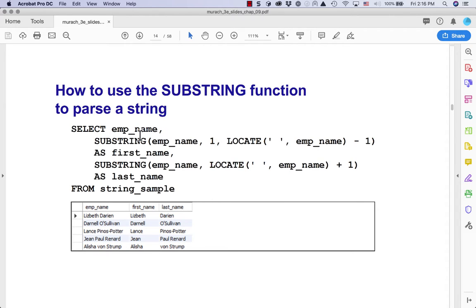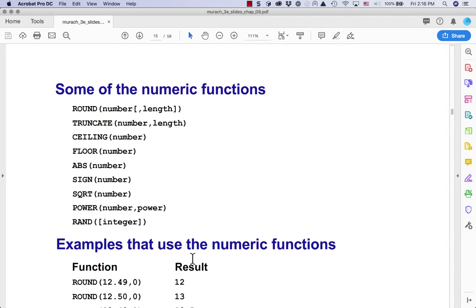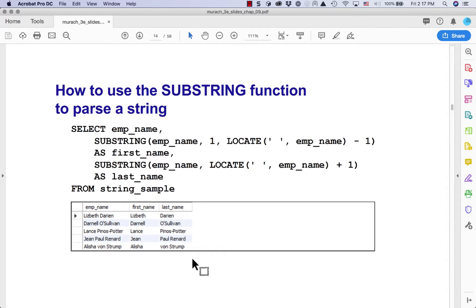So he wants to take a substring of employee name one, locate a space within the right part. So in both cases, using a combination of substring and locate to get the part of the string that he wants. And again, it's not a perfect solution. And that's where we're stuck.